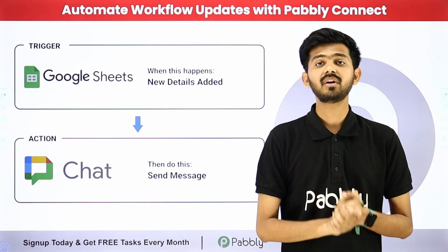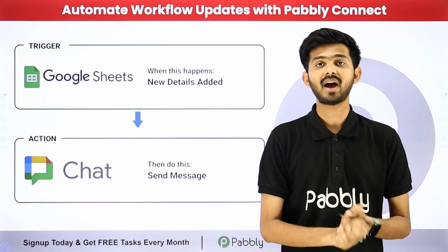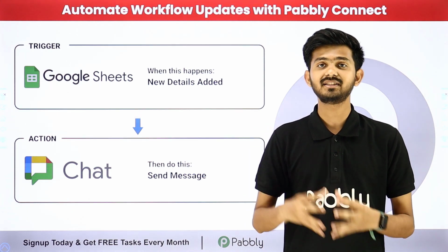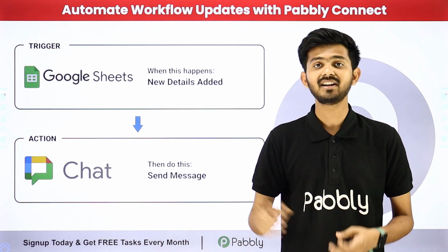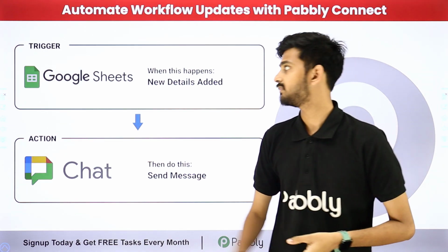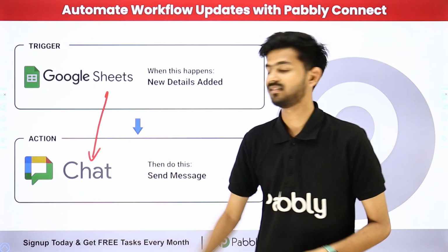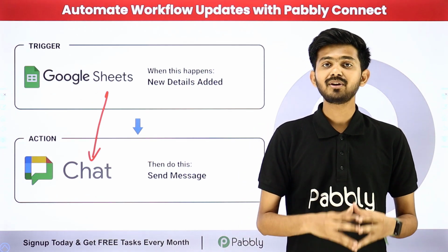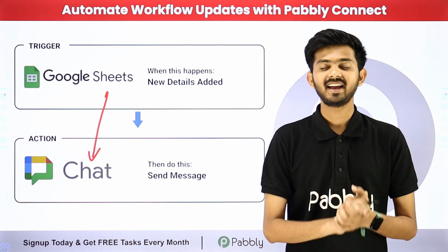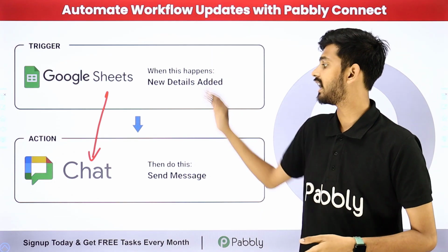So here what we are going to do is that whenever we add these details in my Google Sheet, I'm going to automatically capture these details to send a message on Google Chat to my team. For that I need to build a connection between Google Sheets and Google Chat. To build this connection, I'm going to use Pabbly Connect, which is an amazing software for automation and integration. In Pabbly Connect, I have to use trigger and action.